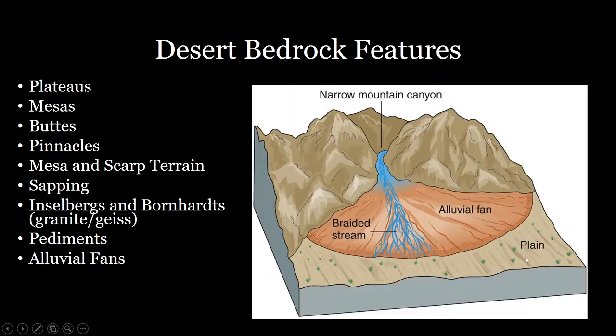The next interesting feature that can form in a desert is an alluvial fan. So this is a depositional feature that forms whenever you have a confined stream that has a relatively high slope enter a floodplain or a region with relatively low slope. And as it reaches that area of low slope, the stream loses power and it can't hold and transport the sediment in that stream anymore, and that sediment is being deposited, and that sediment then forms an alluvial fan.